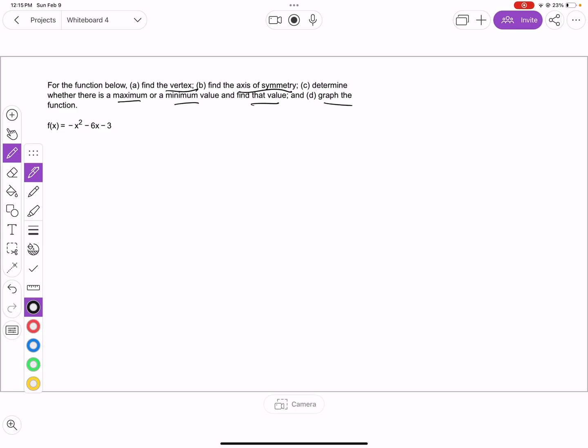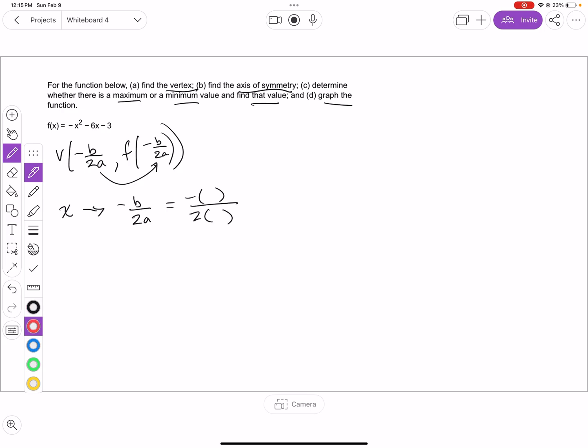So to find the vertex, use this formula: minus b over 2a, and then the value of the function when you plug in what you just got into the function. To get the x-coordinate of the vertex, I take minus b over 2 times a. So b is this value there, minus 6, and a is this value here, minus 1.